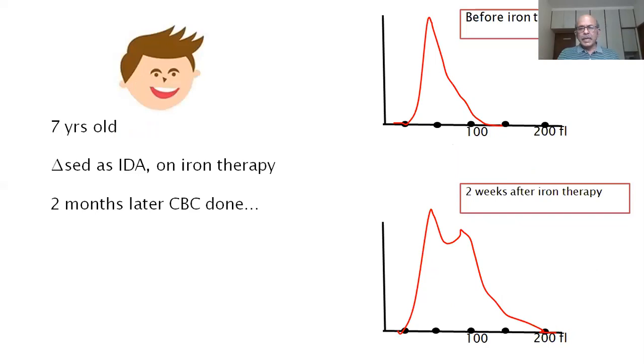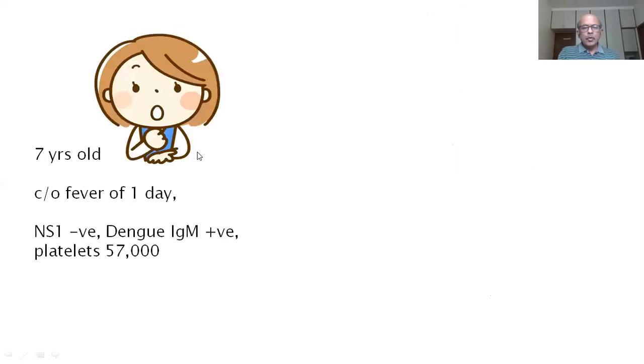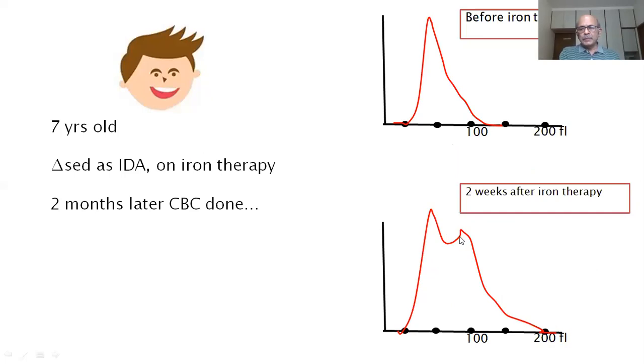This patient was diagnosed with iron deficiency anemia and was on iron therapy. I'm sorry, this should be 2 weeks later. Two weeks later, when we did a CBC, it showed another peak. This showed that this patient has reticulocytosis. Reticulocytes are large in size, and hence this slightly elevated MCV is because of reticulocytosis. And you know that this patient is responding to iron therapy.